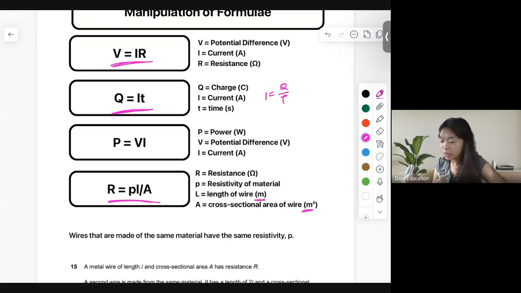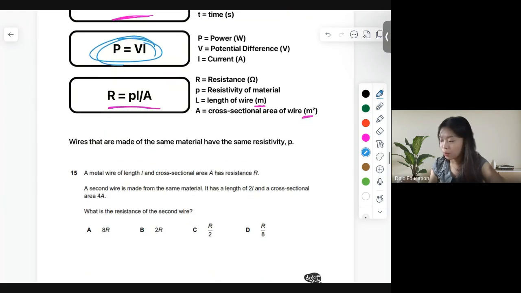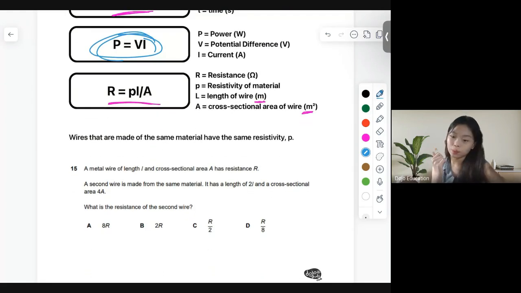Then one formula that we didn't go through just now is P equals VI. What's P? P is just power. V is potential difference, I is current. We will be using this formula later also, and it's not very complicated. We will just see the questions later. Okay, so we move on first.